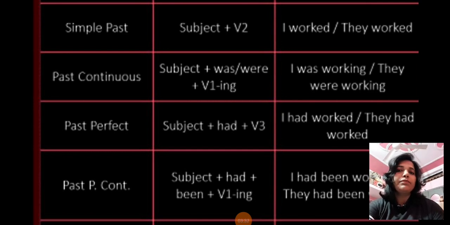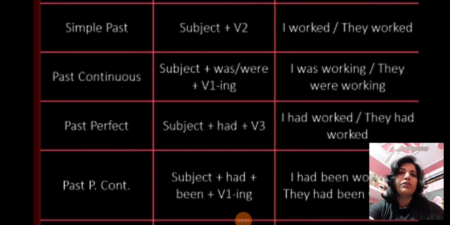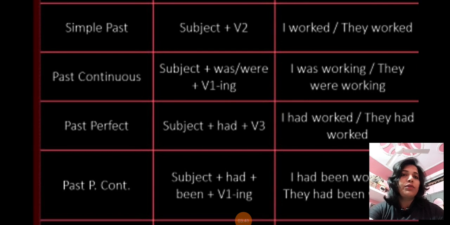Next is past continuous, subject plus was and were plus verb's ing form. So I was working, they were working. We are actually taking the same examples so that you can correlate it well, how in all the 12 tenses the same example is changing. This is the best way to learn tenses, because if you are taking the same example, then you can change the transformations. Okay, past perfect.